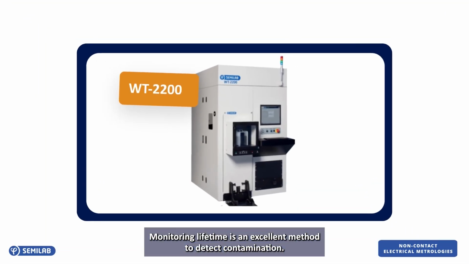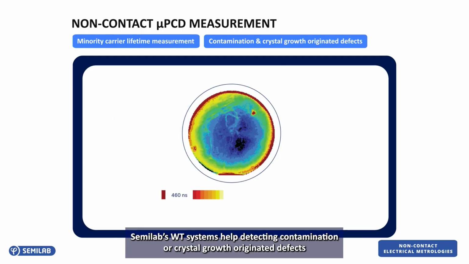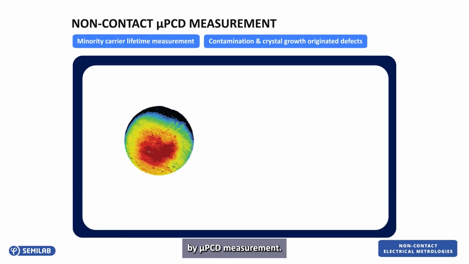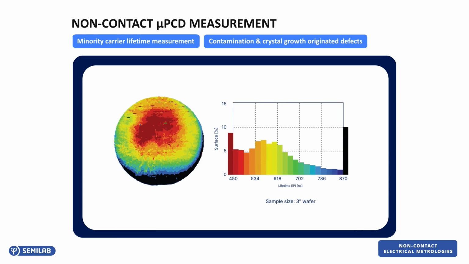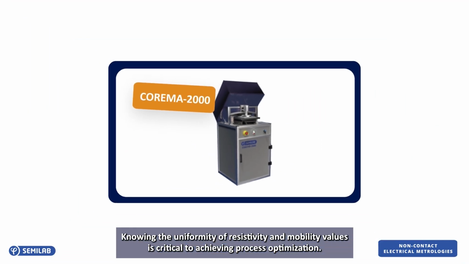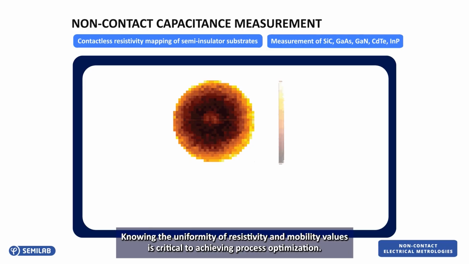Monitoring lifetime is an excellent method to detect contamination. Semilab's WT systems help detecting metal contamination or crystal growth-originated defects by mu-PCD measurement. Non-contact mu-PCD measurement is based on the excess carrier generation by a laser pulse, which affects the change in conductivity and thus, microwave reflectivity. Knowing the uniformity of resistivity and mobility values is critical to achieve process optimization.